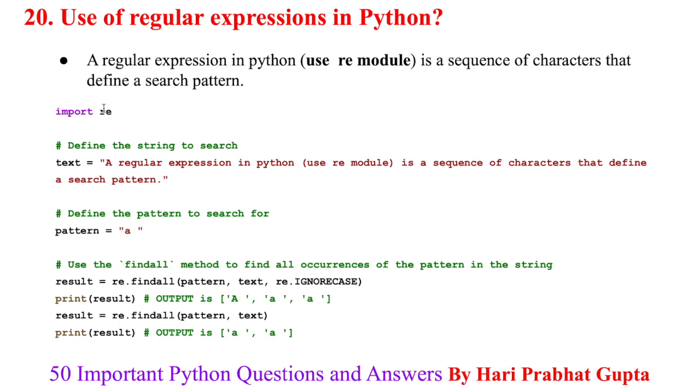So here is an example code showing how to use regular expressions in Python programming. We import the re module and define a string to search for a specific pattern. We also define the pattern that we want to search for using the regular expression. We then use the findall method of the re module to find all the occurrences of the pattern in the string. The findall method returns a list of all occurrences of the pattern in the string. Here in this example, we use the re.IGNORECASE flag to search the pattern case insensitively.